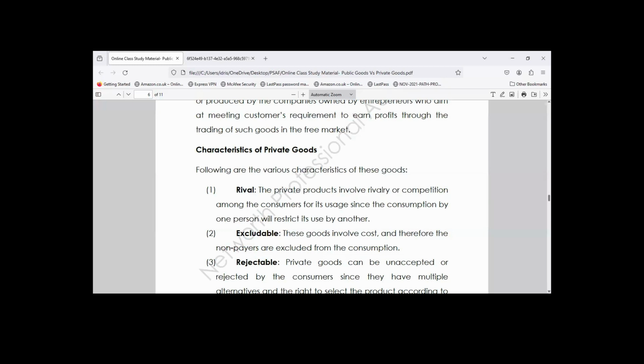There is excludability. They can exclude some people from consuming private goods. If you don't have money, can you enjoy a Lamborghini? Can you enjoy a Highlander? Can you enjoy all such kinds of cars? They will exclude you. It's not for your level. It's for those who have money. If you don't have money, can you stay in Lekki Phase 1 in 3-bedroom apartments? No. They have excluded you. There's excludability. It is only meant for the rich. It's not for the poor.